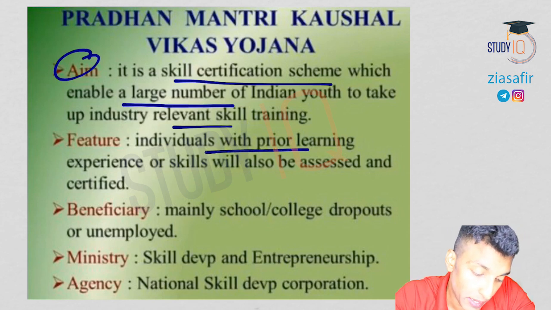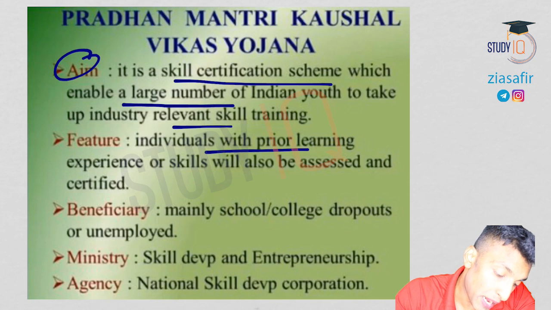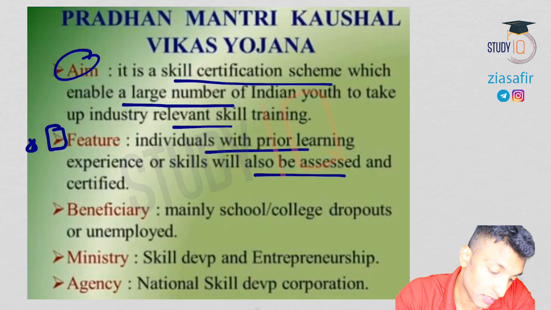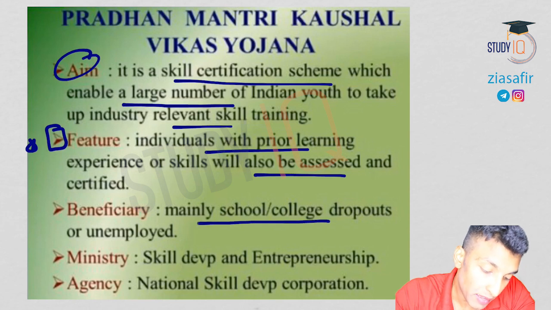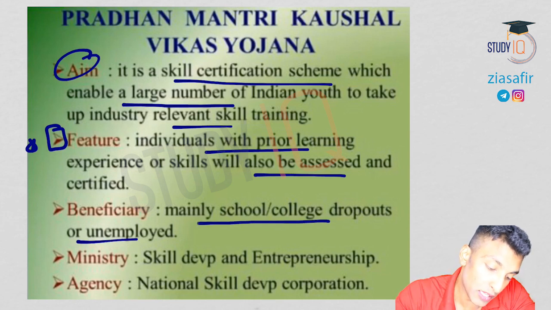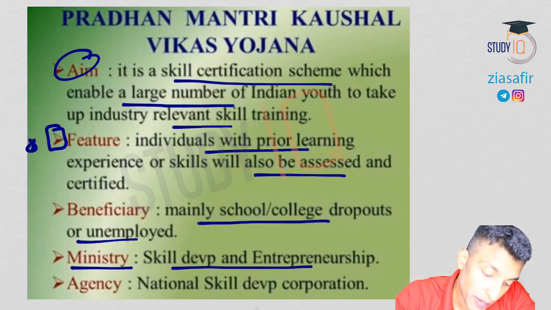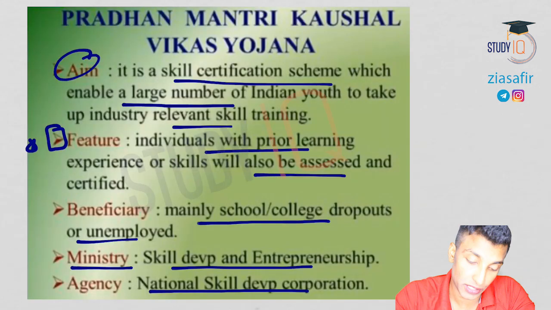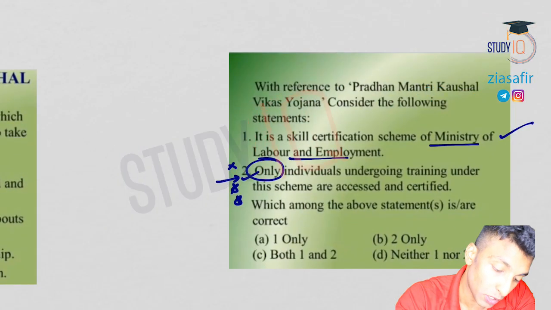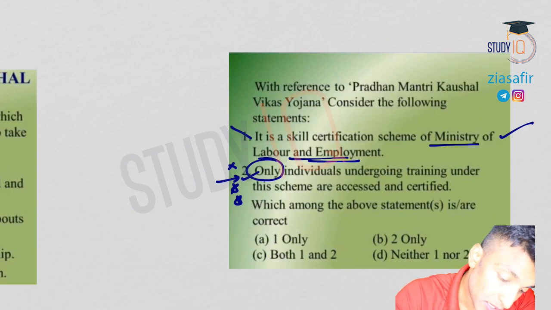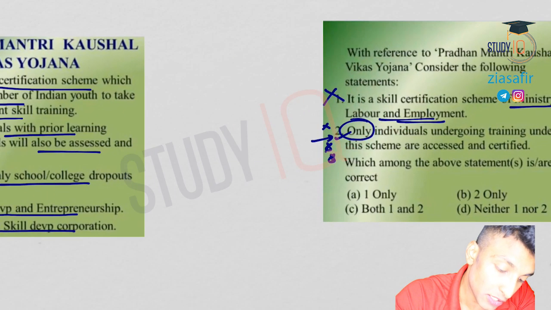So it is related to skill training. Individuals with prior learning experience or skills will also be assessed and certified. So this will answer your second point. Then who are the beneficiaries? Mainly school and college dropouts or the unemployed. Which ministry? Skill Development and Entrepreneurship Ministry. Agency: National Skill Development Corporation. So which ministry are they talking about in the option? The Ministry of Labour and Employment. That means this is not true.